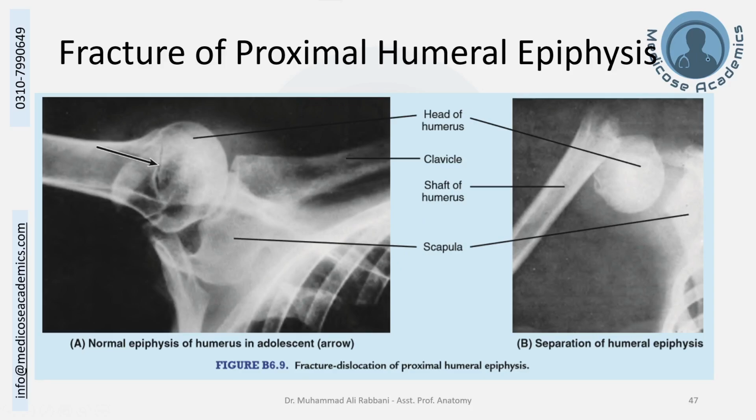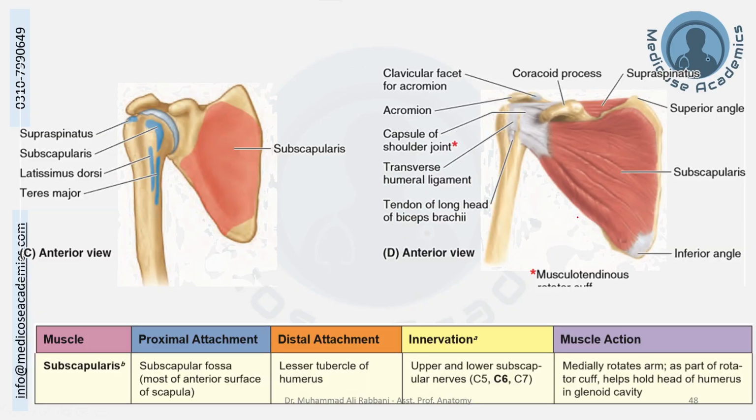This proximal aspect of the shaft of the humerus can be damaged too. Then there are rotator cuff muscles: subscapularis, supraspinatus, infraspinatus, and teres minor. Subscapularis is a muscle that arises from the subscapular fossa on the anterior aspect of the bone. It arises from here and it goes on and inserts on the anterior aspect of the lesser tubercle. It is supplied by the upper and lower subscapular nerves, and this muscle pulls the anterior surface of the humerus towards itself, so it is helping in medial rotation.